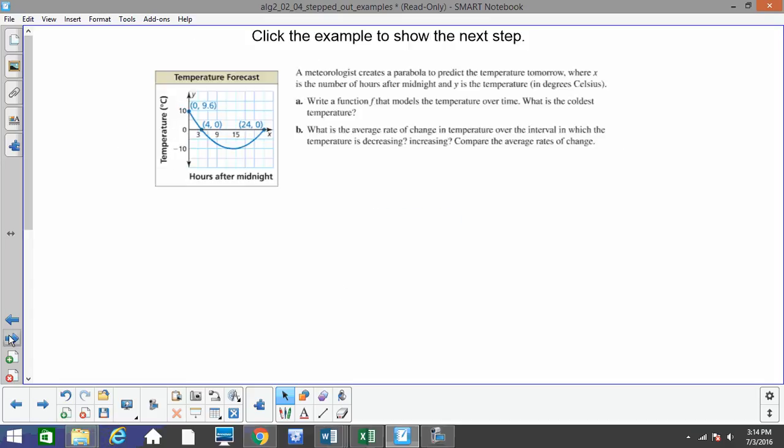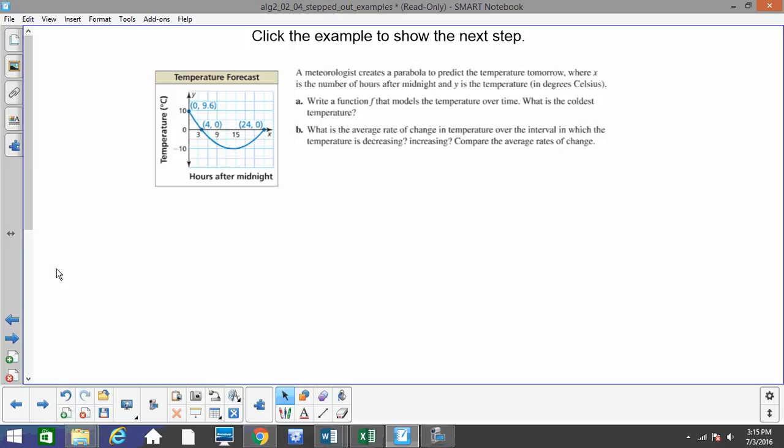All right, on this one, we're given 3 points. A weatherman creates a parabola to predict the temperature tomorrow. So we need to write a function, f, that models the temperature over time. What is the coldest temperature? And what is the average rate of change in temperature over the interval in which it is decreasing, increasing?